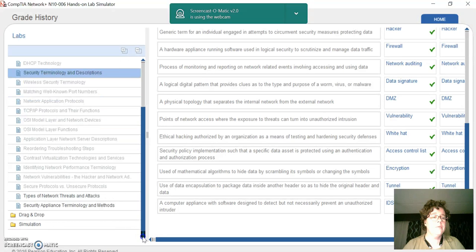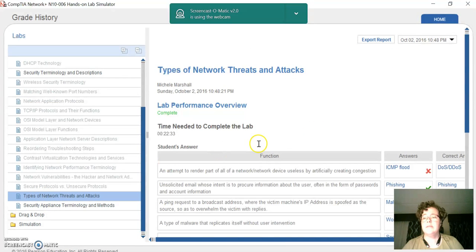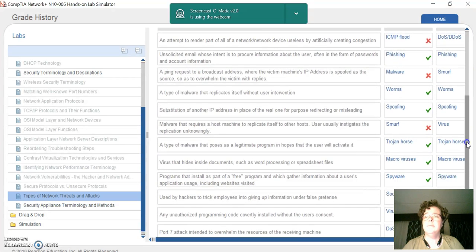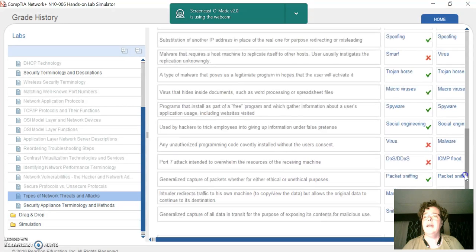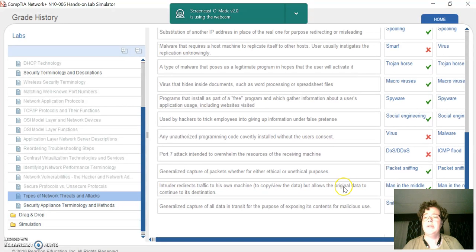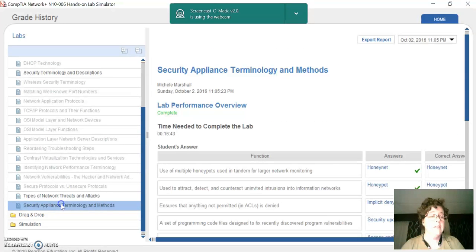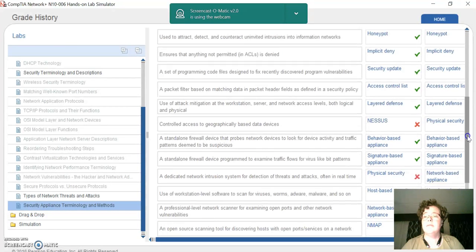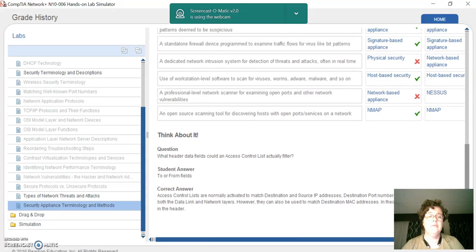If we go down, we did types of network threats and attacks. Here's my results on that particular lab. This one I had a heck of a time, between Smurfs and spoofing and all of that. It just was a little bit confusing, I thought. Here's the security appliance terminology and methods. That one I didn't do too badly on. There's my question and answer.